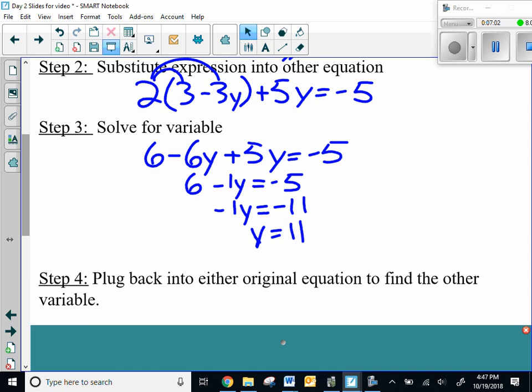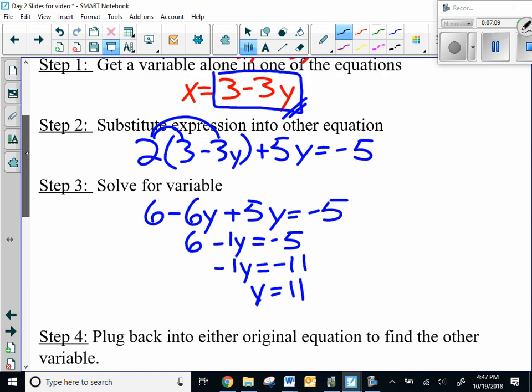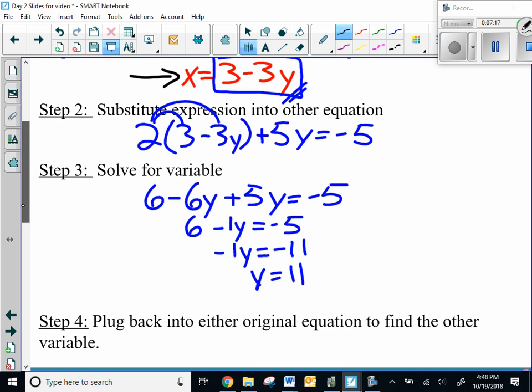There's actually an easier way to do it. If we plug it back into that equation from step, I believe it was step 1. Yep, step 1. If we do that, the x is already alone, so it's going to be really easy to figure out x. So I'm going to plug it back into this equation up here. So instead of x equals 3 minus 3y, we have 3 minus 3 times 11. Notice the x is already alone, so all we have to do is simplify this. That's 3 minus 33, or -30.